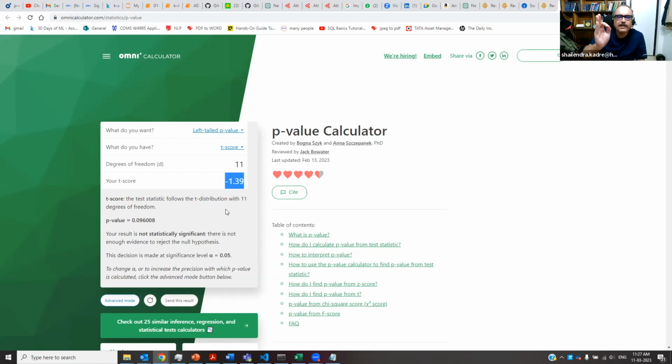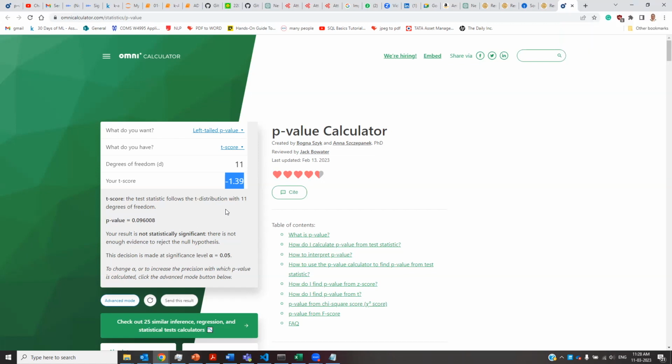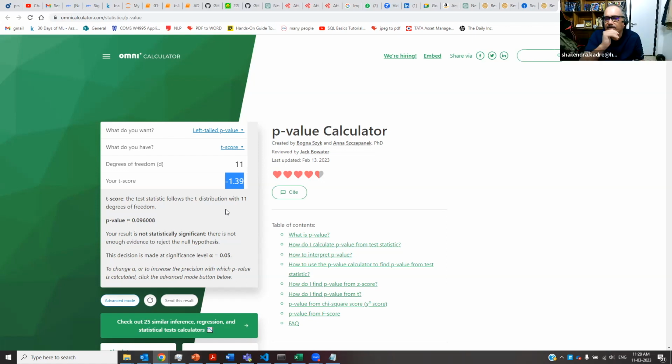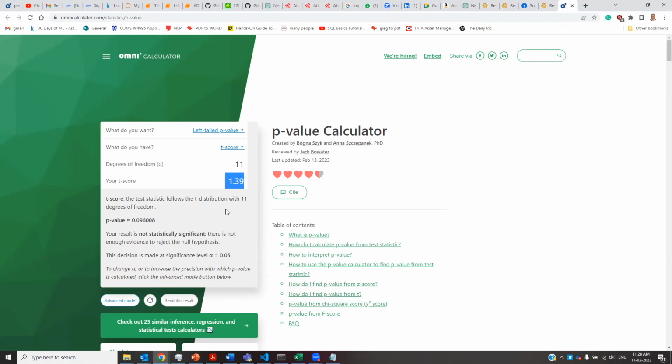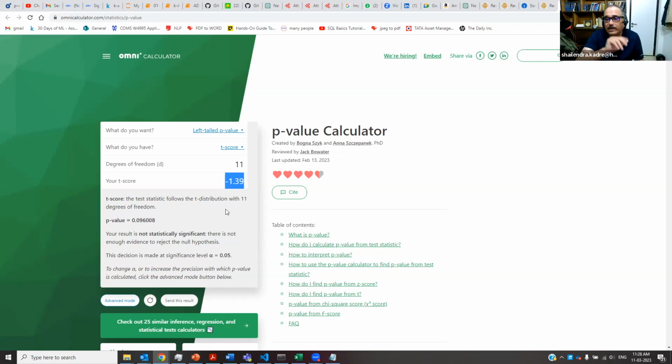And left-tail test means, see, my significance level is 0.05. Suppose I have a left-tail test. With what will I compare my p-value? The p-value is compared with the significance level. How much is the significance level? 0.05. Suppose I am doing a right-tail test. It will compare with the significance level. How much is it? 0.05 again, right?